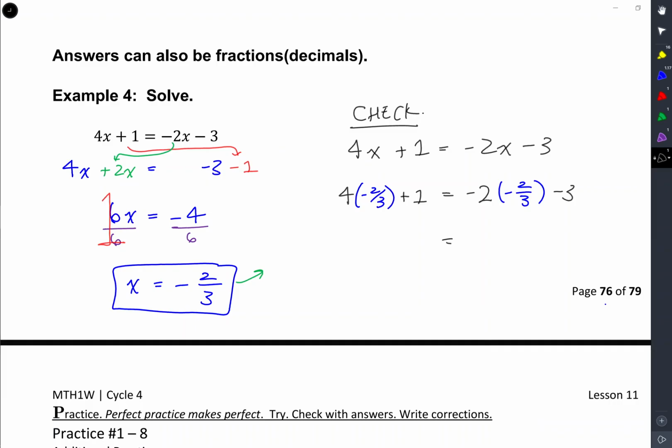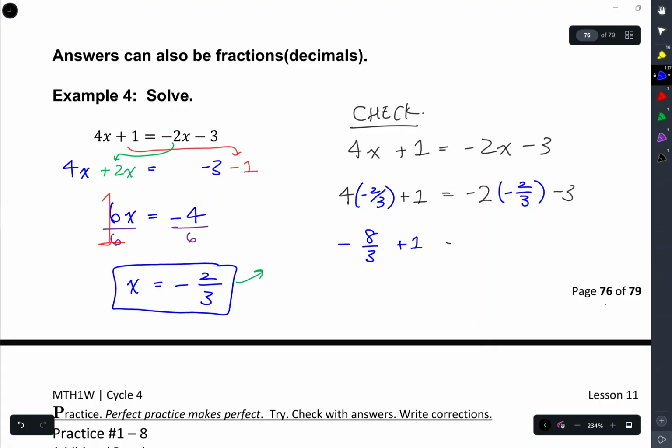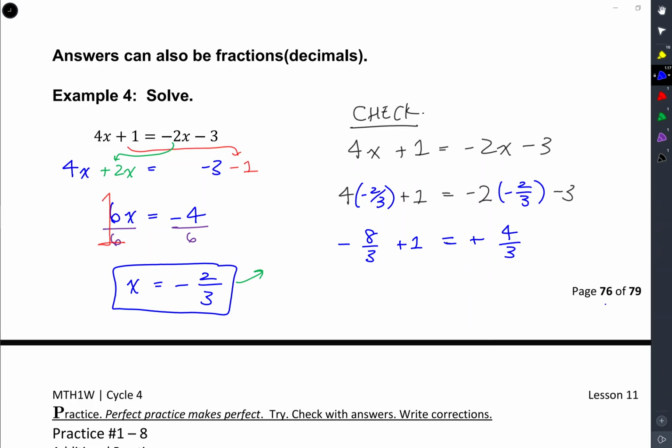And so on the left, we have 4 times negative 2 divided by 3. That's a positive multiplied by a negative, so it's going to come out as negative. 4 times 2 is 8. It looks like negative 8 over 3. And then we have this plus 1 we're going to carry down. On the right-hand side here, we have a negative times a negative, so that's a positive. 2 times 2 is going to be 4, so we end up with 4 over 3. And then we have this minus 3 over here.